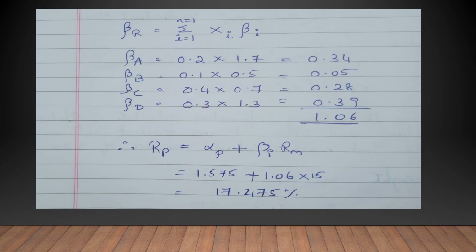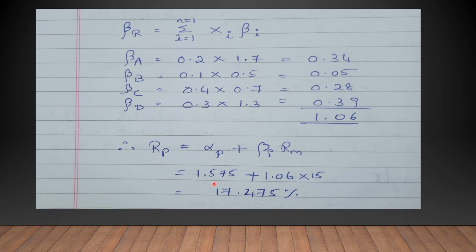Next, here you have to find out the beta also in a similar way, that is, beta of the portfolio equals the summation, for individual securities, of weightage into beta values. So the same way you have to do it for the 4 securities. By doing the calculations you are going to get 1.06.